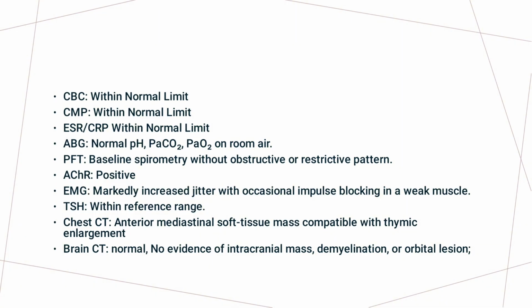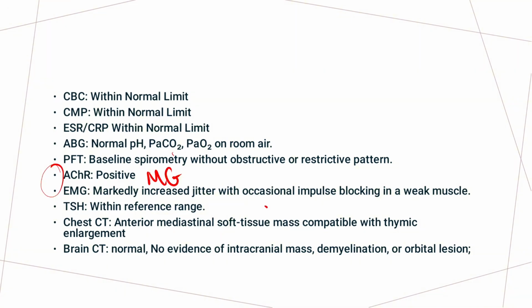Acetylcholine receptor antigens show a positive here, which means that it's confirming the diagnosis of myasthenia gravis, and EMG is also supporting this. It's showing a markedly increased jitter with occasional impulse blocking in weak muscle. Okay, so those two tests actually confirm the diagnosis of myasthenia gravis. So here, we just need those two tests and boom, you have myasthenia gravis confirmed.